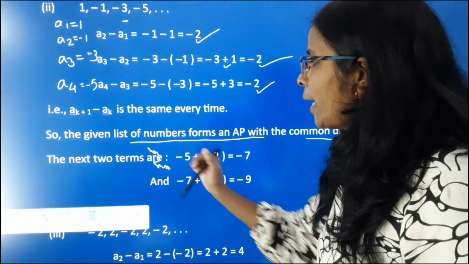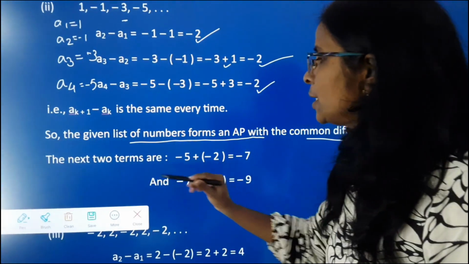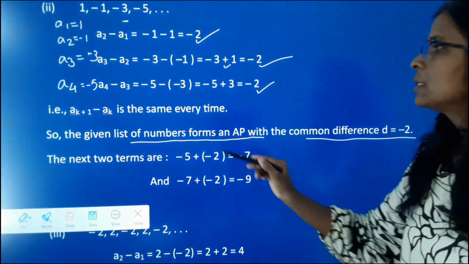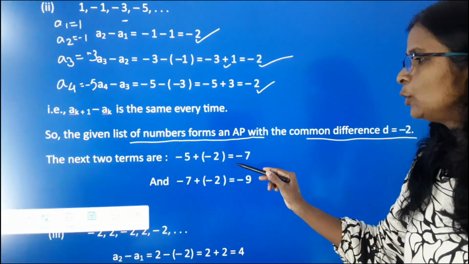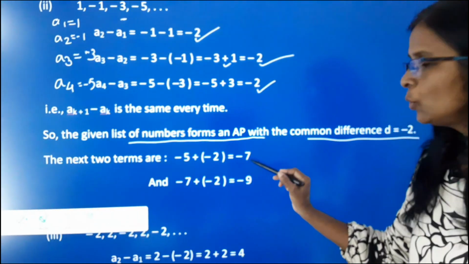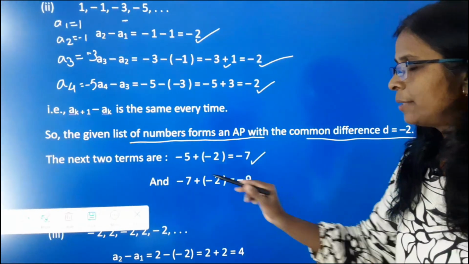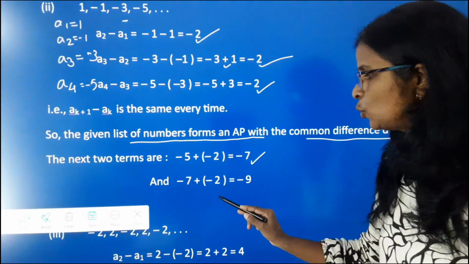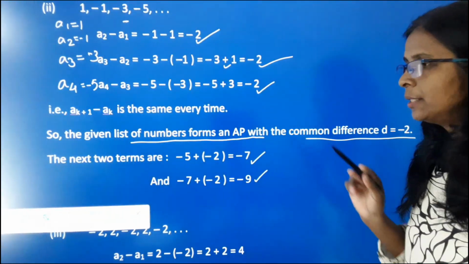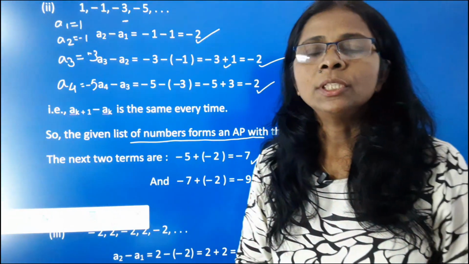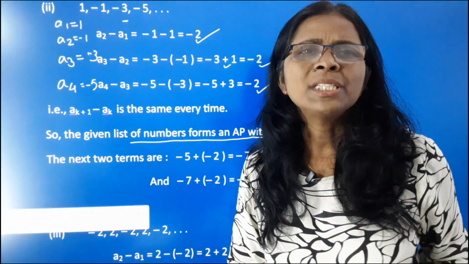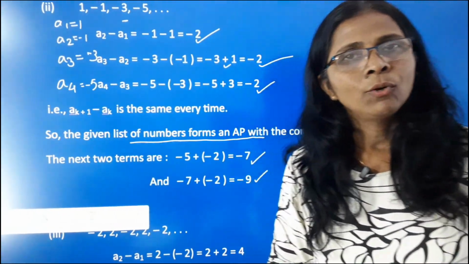And so now we have to find out the next two terms. That means minus 5 plus of minus 2, which is equal to minus 5 minus 2, which is equal to minus 7, and minus 7 plus minus 2, which is equal to minus 9. So this is the process to find out the next terms.